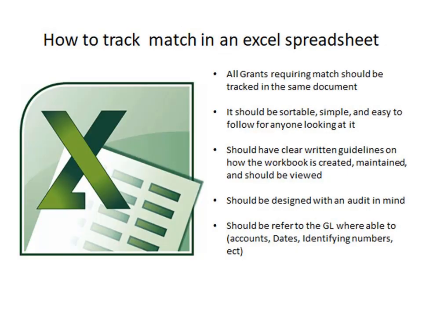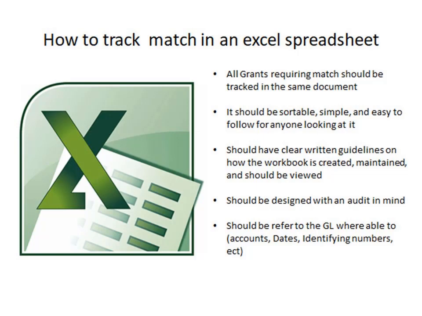So let's talk about what this Excel spreadsheet might look like. A couple key points that you have to follow. All grants requiring match should be tracked within the same document. You don't want separate documents tracking separate grants for match. You want to have one match master spreadsheet. It should be sortable, as in you can sort it by any and all distinguishing factors, such as the grant you're matching, the grant that is being used to match, amounts, dates, etc.